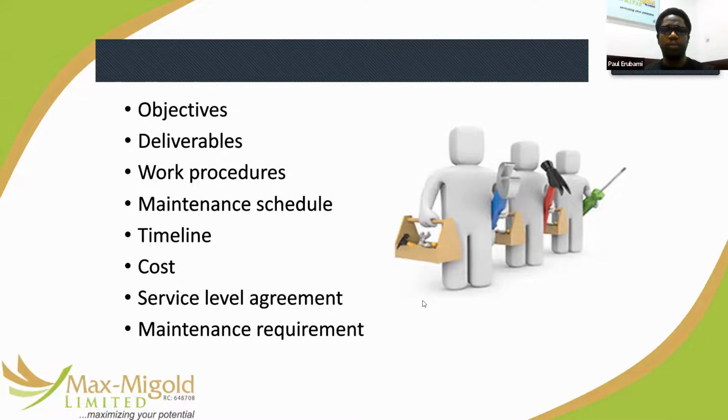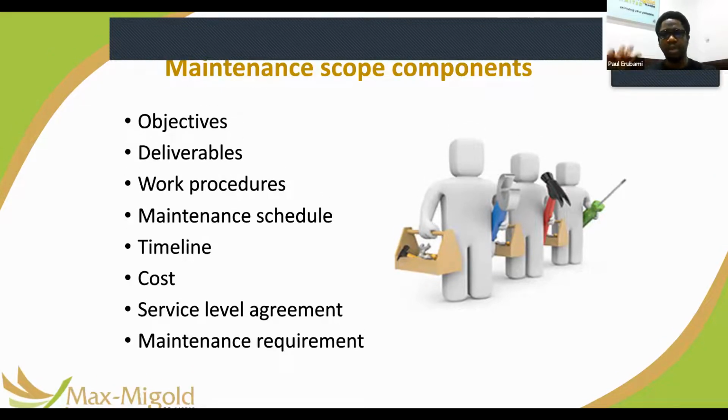So what makes up the maintenance scope? The maintenance scope is part of your maintenance plan for each asset, right? The scope includes the objectives, the deliverables, the work procedures to be performed, the maintenance schedule, the timeline, the costs, service level agreement, and the maintenance requirements, other conditions, quality considerations, and cautions that go into how that maintenance will be performed. These are one aspect of your maintenance scope, which forms part of your maintenance plan.